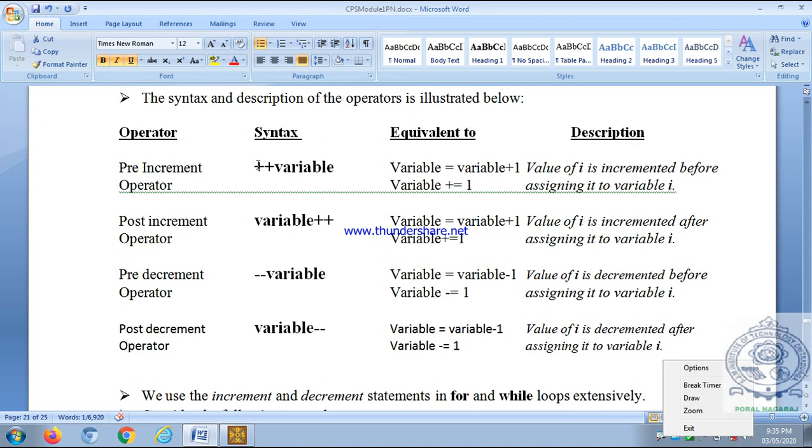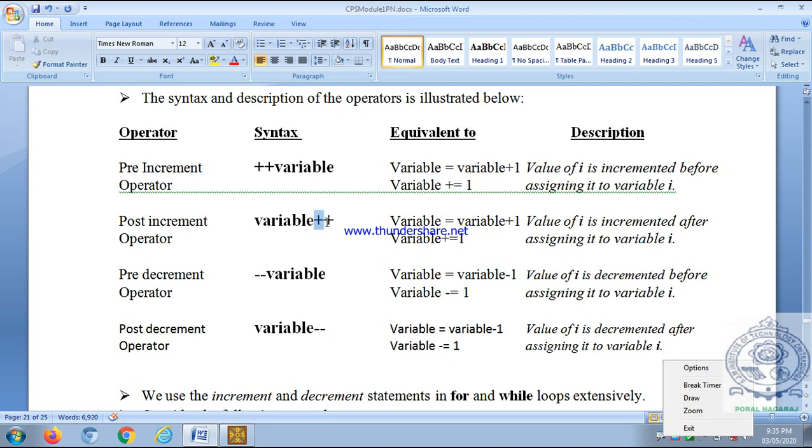Pre increment means what? Pre means comes first, so plus plus. Increment means plus plus. So pre increment means plus plus, then the operand, that is the variable. This is nothing but variable assigned value, variable plus 1. Increment means adds 1. It means the value of the variable is incremented before assigning it to the variable. We will come to know with examples. We'll discuss it afterwards.